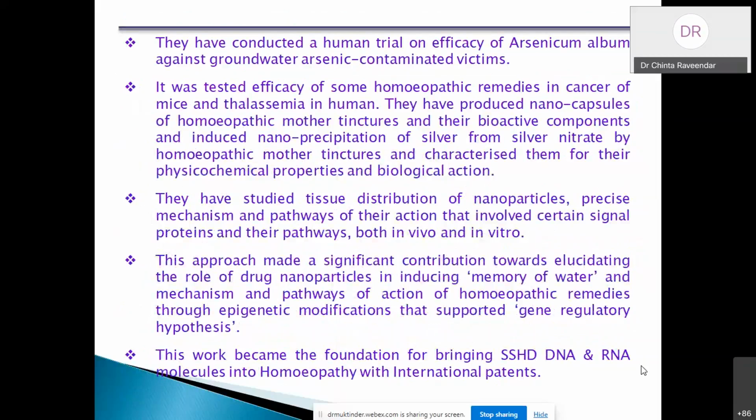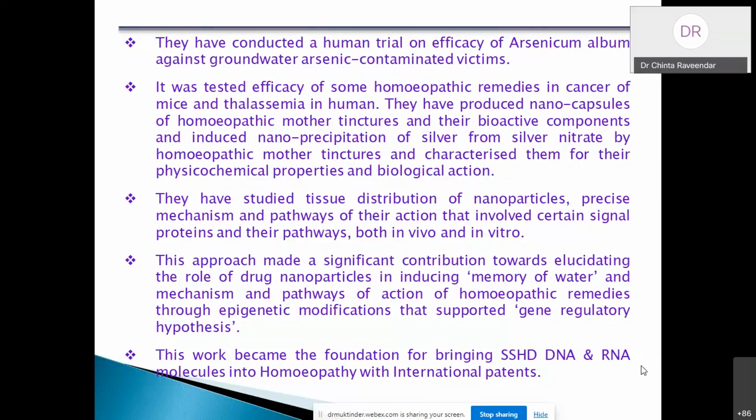So they have conducted a human trial on the efficacy of Arsenicum album against groundwater arsenic contamination. They showed a way also. Now the global scientific community is looking at homeopathy, but homeopaths are not coming forward to conduct similar experiments, for which we have a lot of scope.